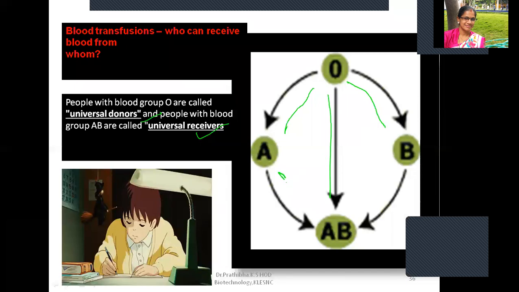Further, an A person can give to the AB blood group, and a B person can give to the AB blood group. That's why the AB blood group is known as the universal receiver, whereas the O blood group is known as the universal donor. Hope you're making a note of all this information. Please have a look at all this. Kindly make observations in your notebook, as this is online. You should make a note, and if time permits, we'll do the demo and we'll send you that video.